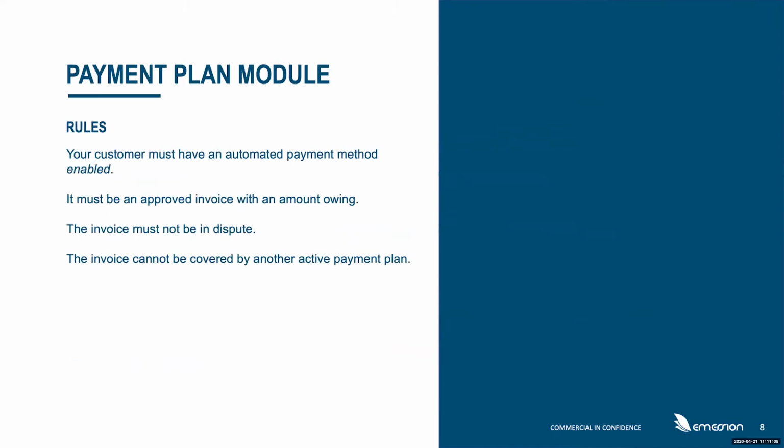The rules around the payment plan module are quite simple. The customer must have an automated payment method enabled. The payment plans can only be on approved invoices with an outstanding balance, of course. The invoice, however, must not be in dispute. So you can't have a payment plan on an invoice that is disputed. You must resolve that dispute before applying the invoice to the payment plan. The invoice cannot be covered by another active payment plan. So you can't have two payment plans active on the same invoice at the same time.